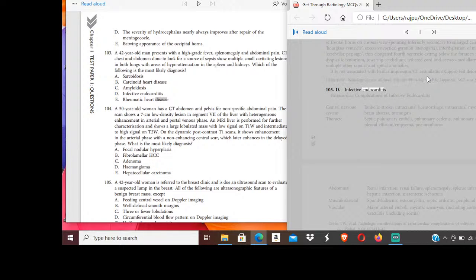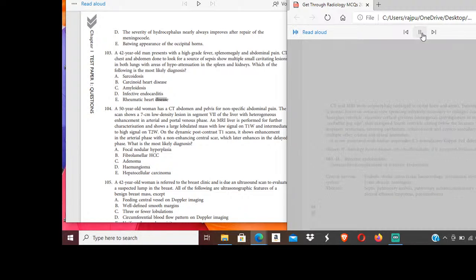103. D. Infective endocarditis. Extracardiac complications of infective endocarditis. Central nervous system: embolic stroke, intracranial hemorrhage, intracranial mycotic aneurysm, brain abscess, meningitis. Thoracic: septic pulmonary emboli, pulmonary edema, pulmonary abscess, pleural effusion/empyema, pneumothorax.